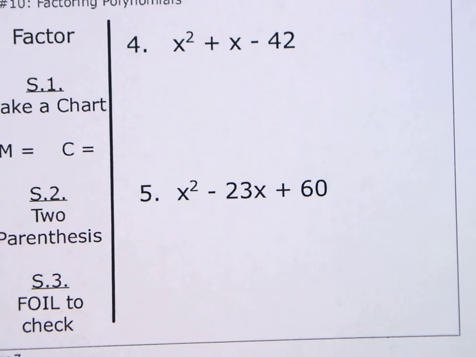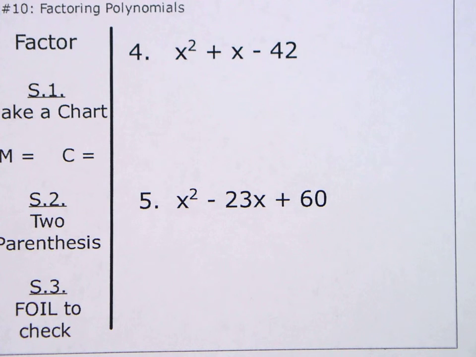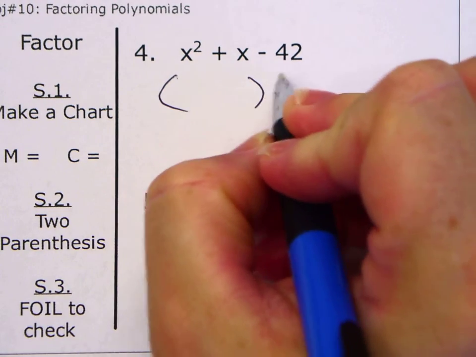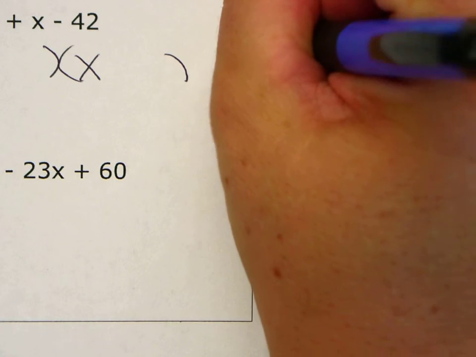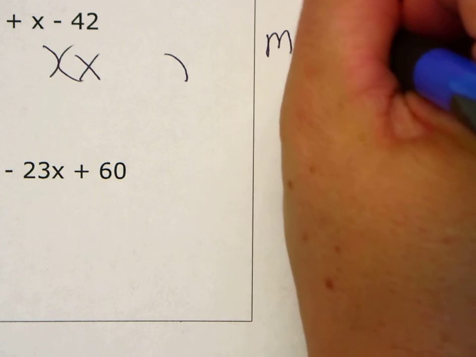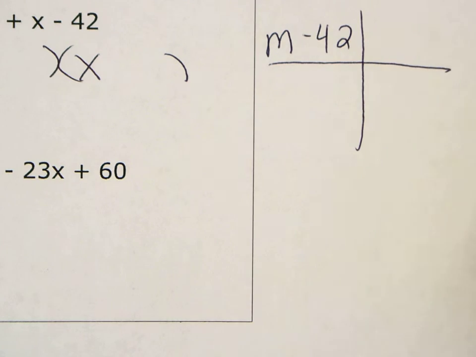All right. Now let's practice. Number 4, x squared plus x minus 42. And number 5, x squared minus 23x plus 60. Pause the video, try it on your own. So remember, we're writing our two sets of parentheses, x and x. Now make our chart. What are we multiplying to? Negative 42.